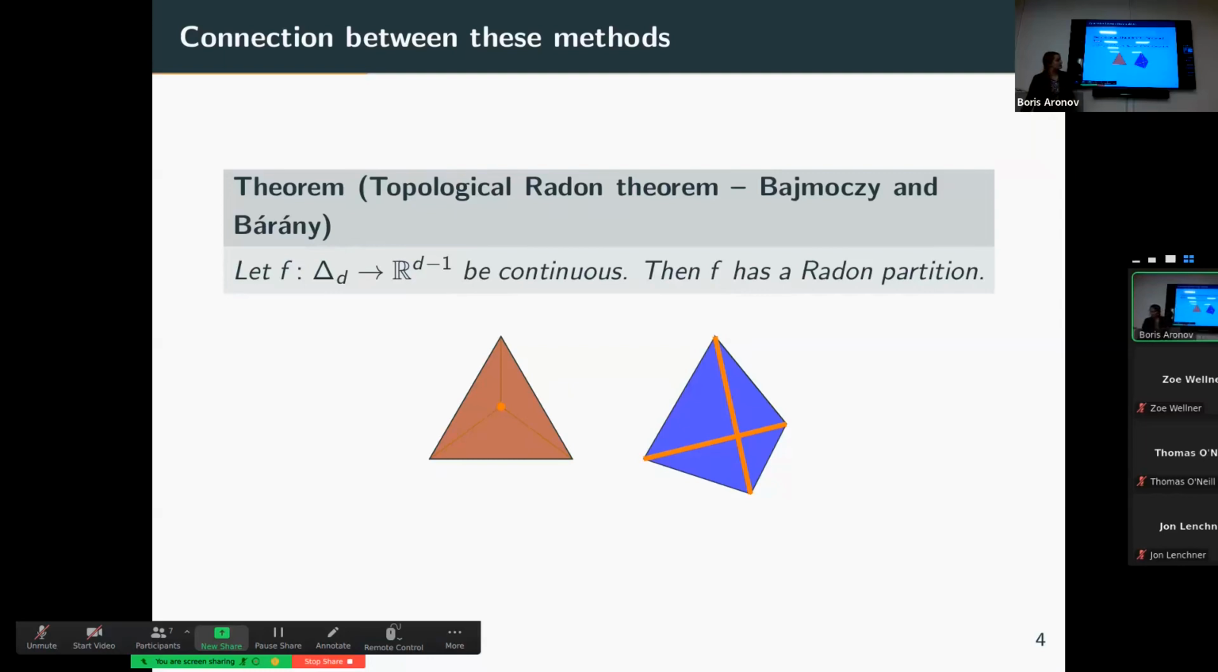With the topological Radon theorem, there's not really a straightforward or known colorful generalization of this.